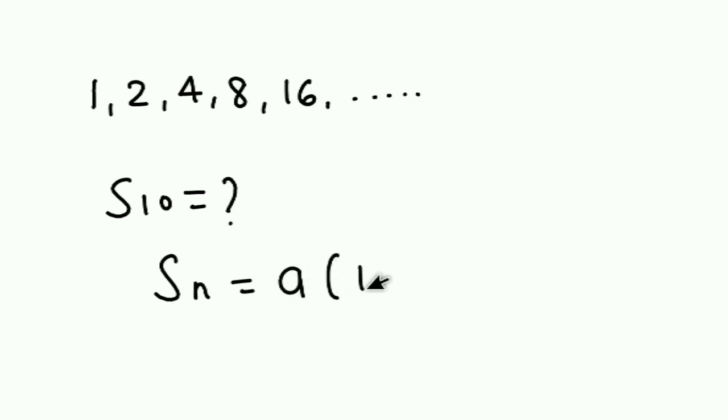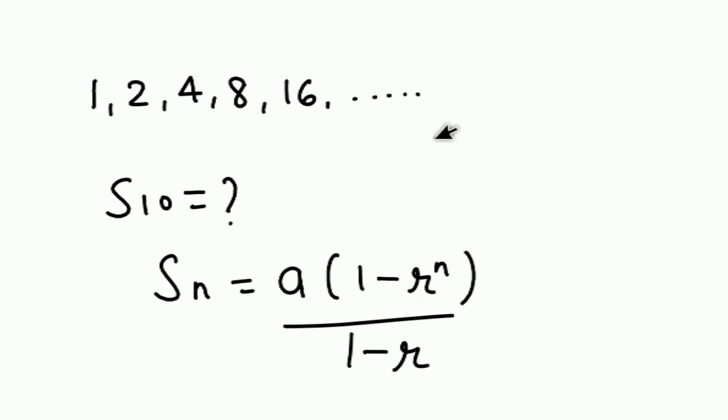So if this is your GP, and we have to find the summation of 10 terms of this GP, how can we find it? For this we have a formula: the summation of n terms of this GP is equal to the first term into 1 minus r raised to n divided by 1 minus r, where r is your common ratio of this GP. The common ratio of this GP is equal to 2, and the first term is equal to 1. So let's substitute these values into this formula.